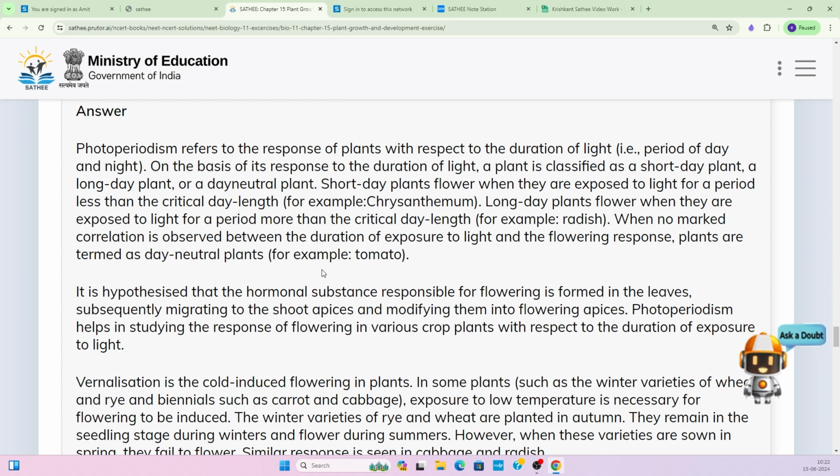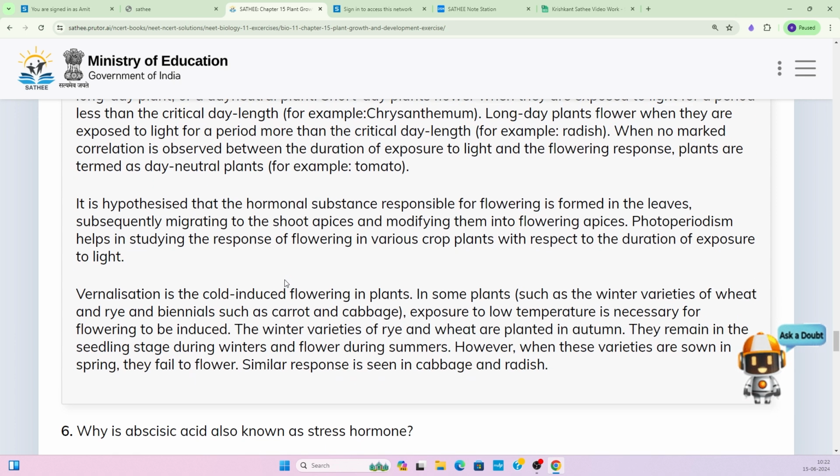For example, tomato. Now, it is hypothesized that the hormonal substance responsible for the flowering is formed in the leaves, subsequently migrating to the shoot apices and modifying them into the flowering apices. So the shoot apices are modified into flowering apices due to some of the hormones. So photoperiodism helps in studying the response of flowering in the various crop plants with respect to the duration of the exposure to the light.